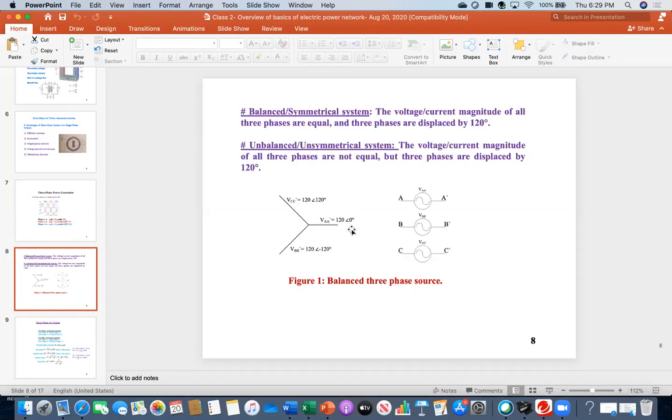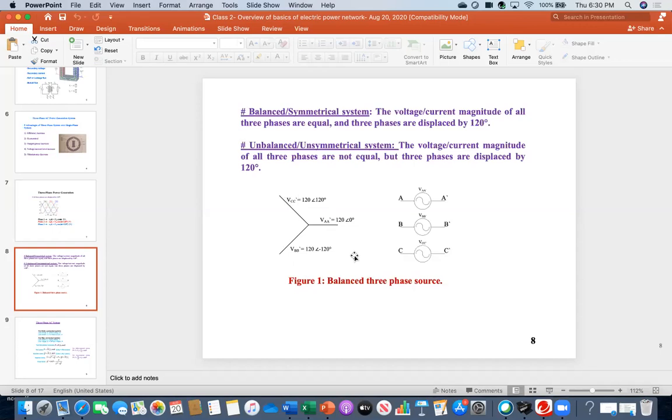For example, the angle is fine, 0 degrees, minus 120, plus 120. But for example here, 120 volts suddenly got dropped to 100. Again it got dropped, it is 90. Or somehow those got increased, like 140 volts here, it is like 130 volts. Therefore, that will be an unbalanced system. And just keep in mind, an unbalanced system is not desired. That is detrimental. That is harmful.